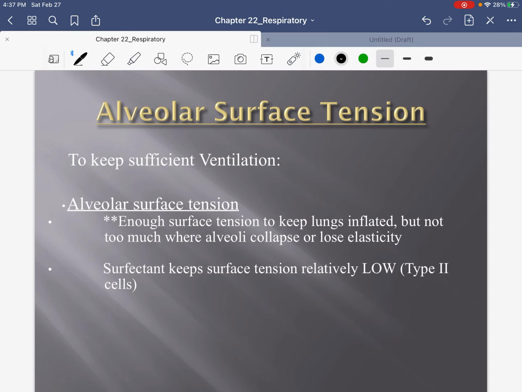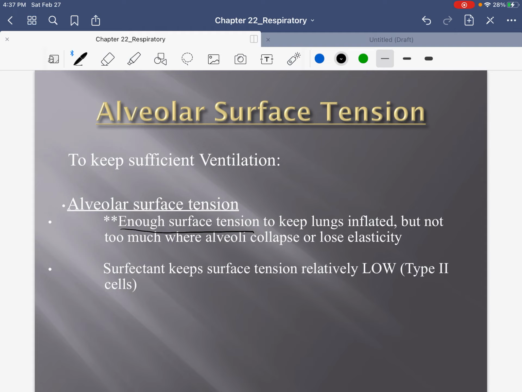Surface tension. We've already talked about this, so I'm just reminding you. Those type 2 alveolar cells, the great cells, remember the type 2 cells that line the alveolar membrane secrete surfactant. And one of the functions of that surfactant, not only does it add moisture that we need, but it also gives us a little bit of surface tension. So just a reminder that we want a little bit of surface tension to keep the lungs inflated, but not too much.